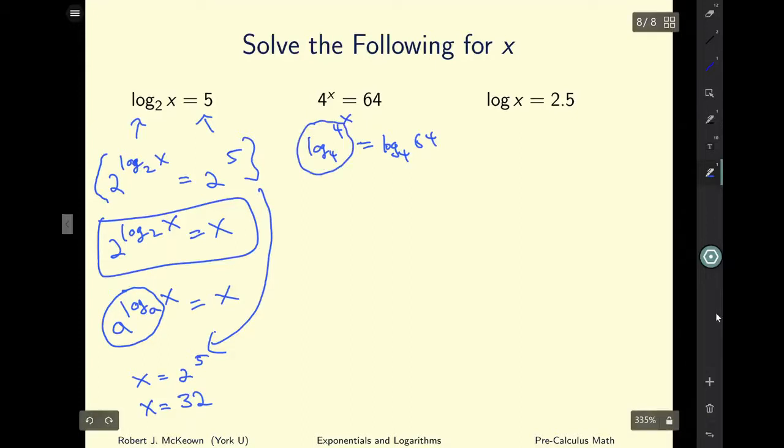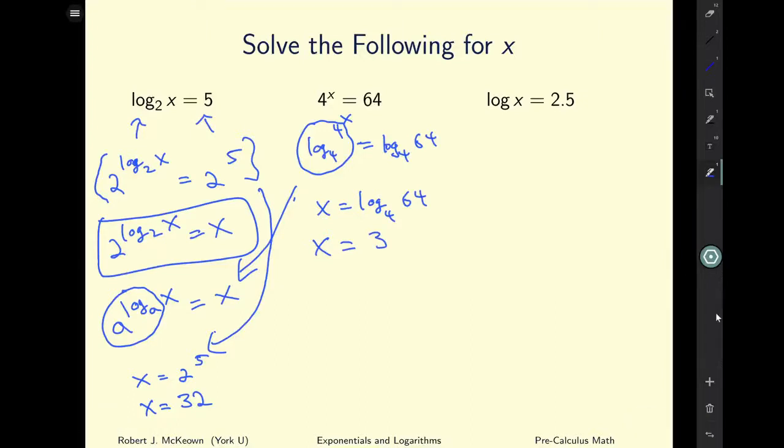these parts here, that's this rule I showed you over there. They're going to cancel each other out, so we're just going to have x is equal to log base 4 of 64. And 4 to what power is going to be equal to 64? That's going to give us 3.